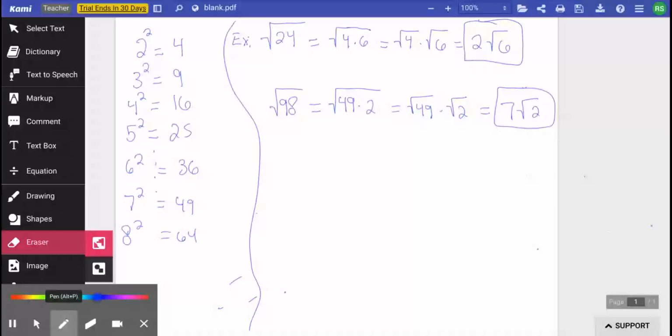All right, I'm going to put one on the screen, and I'm going to have you pause the video after I put it on, and I just want you to try it. So we're going to simplify the square root of 12. Go ahead and pause the video and try that one on your own, please.